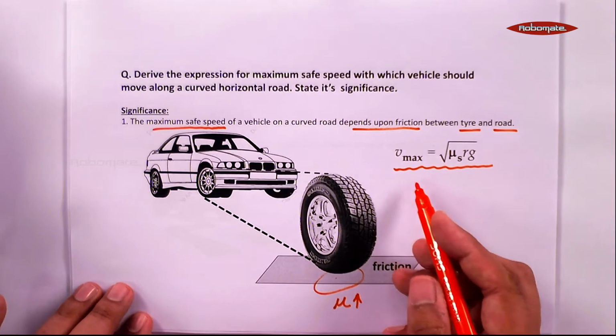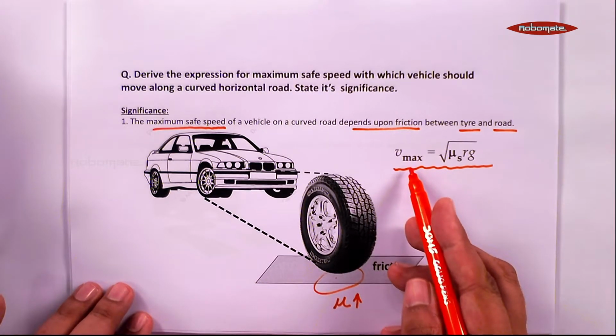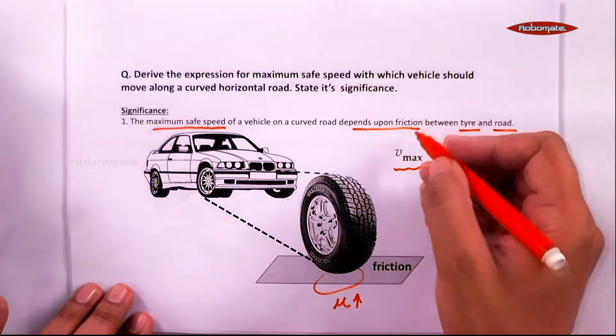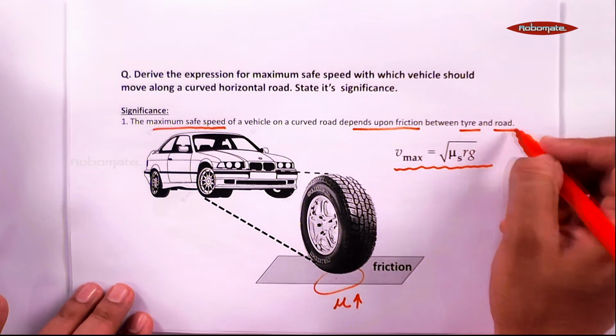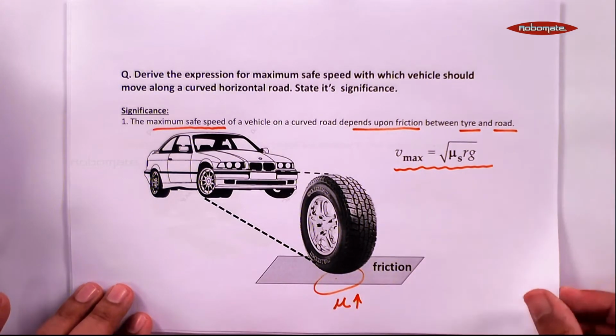So what we understand from here is this maximum safe velocity is not a constant. It depends on friction, and friction of what? Friction between the tire and the road surface, which is the first significance.